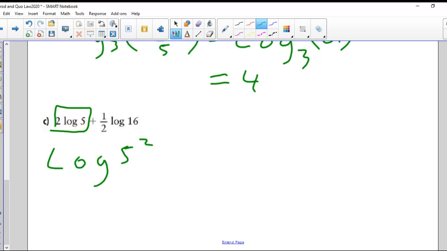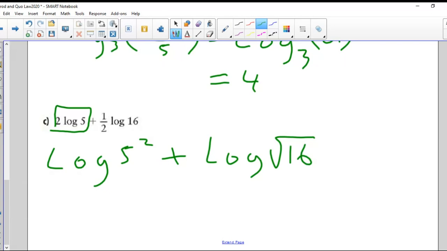Is there another way for me to write the second one? A half of log 16. Right? Another way of writing that. Think about the same power law of logs. It's the same thing as the log of the square root of 16. And you're right, that is 4, but I just wanted to make sure that we didn't run ahead of ourselves.